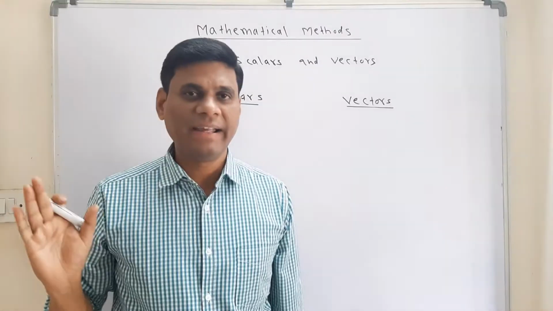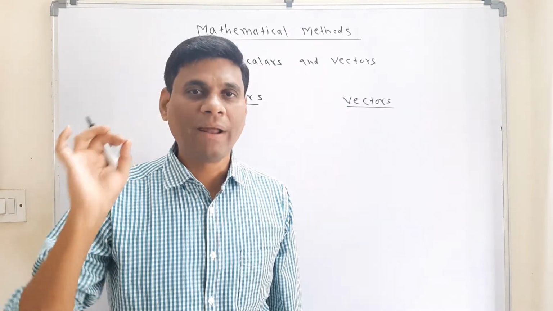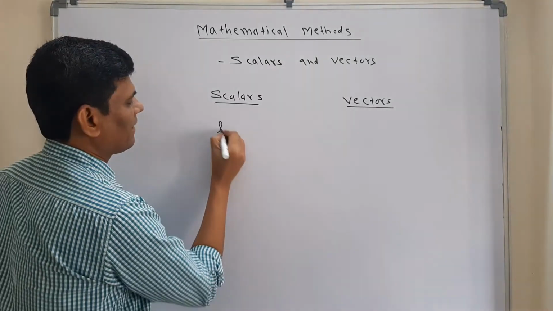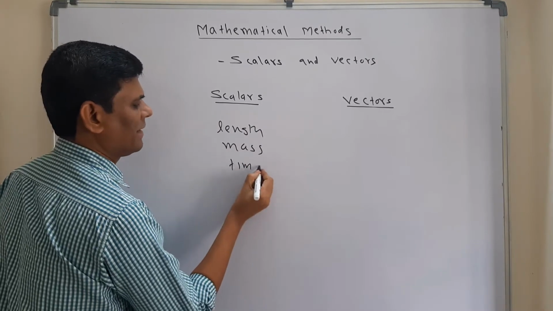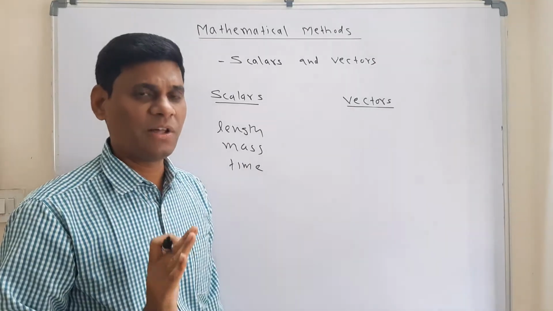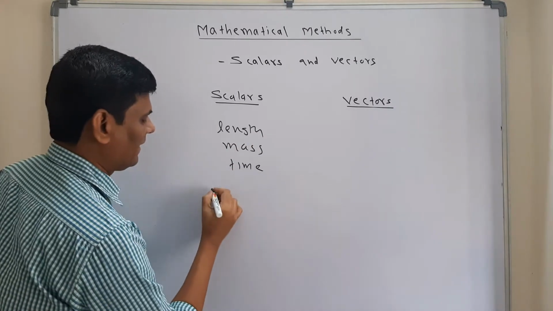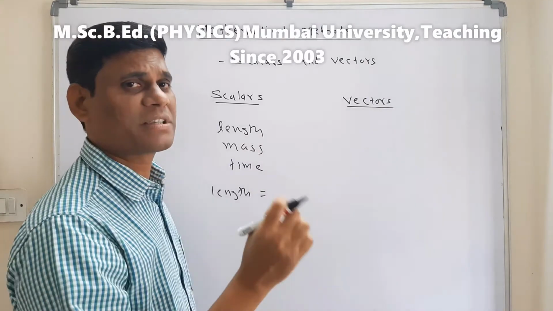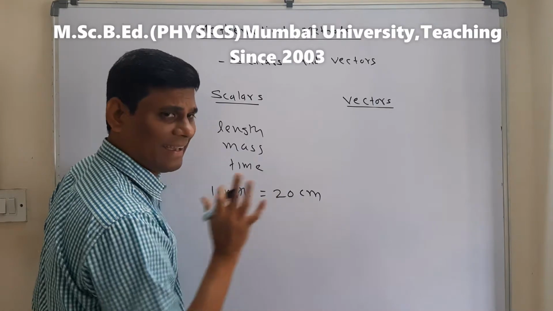Any physical quantity which is described completely by giving its magnitude only, we call a scalar quantity. Example, say length, mass, time, etc. For these quantities we require only magnitude. Now what do you mean by magnitude? Suppose the length of any object we measured, and the length is, say, 20 centimeter. So the length of the object is 20 centimeter. This is more than enough.